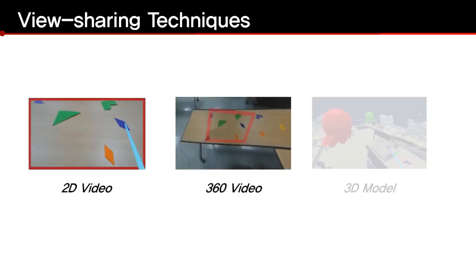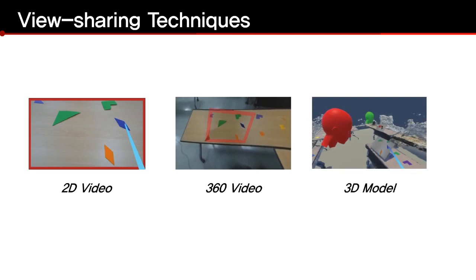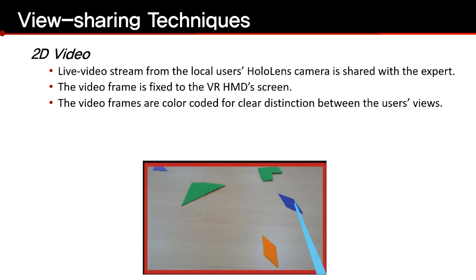In our work, we compare 3 common view sharing techniques that are used in one-to-one MR collaboration. We modified them to fit our one-to-many collaboration scenario. The 3 techniques are named 2D video, 360 video, and 3D model. Let's take a look at them one by one. The first technique is 2D video.